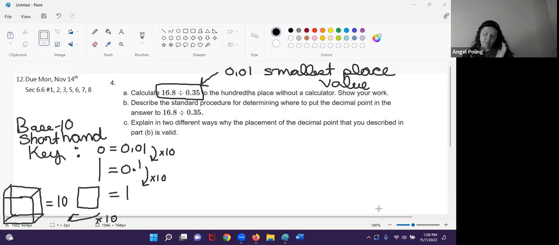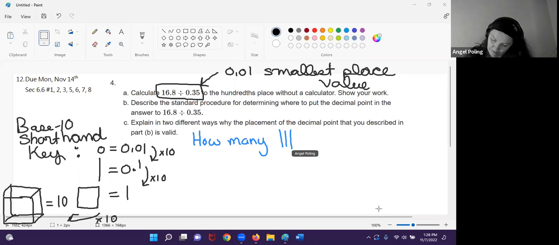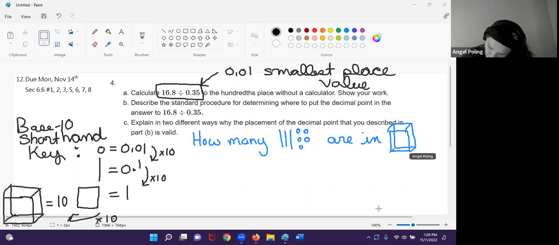Okay. Now, we would want to say, how many rod, circle, circles are in, I kind of crunched it, but we'll get it, are in a cube. Six flat.